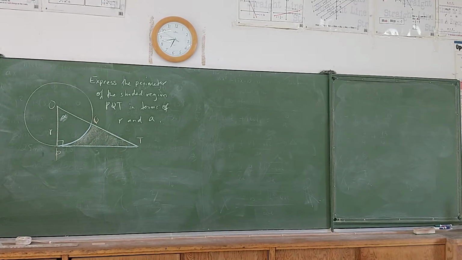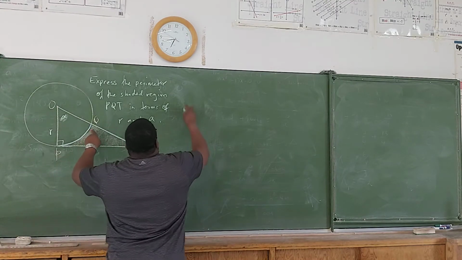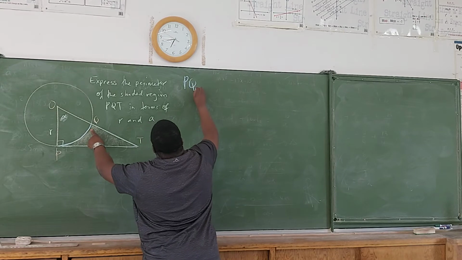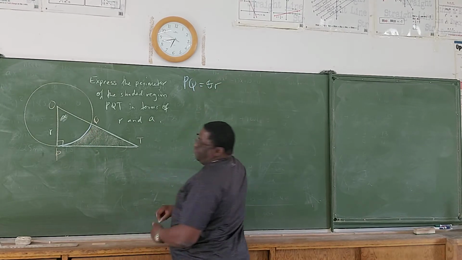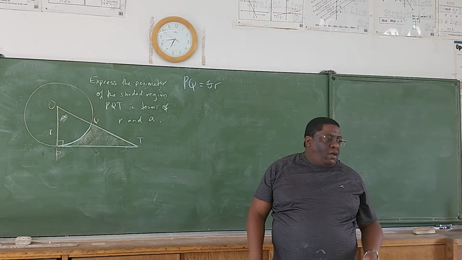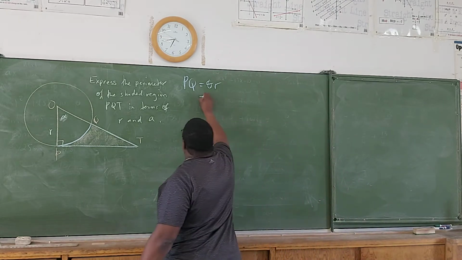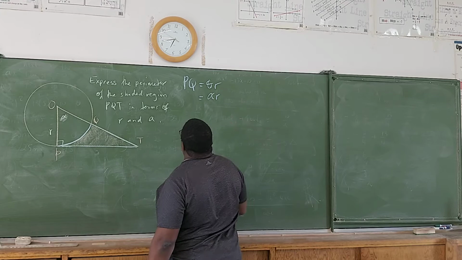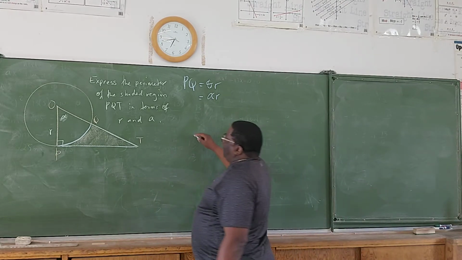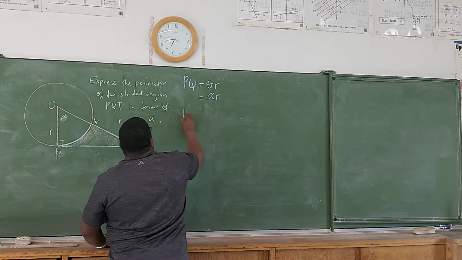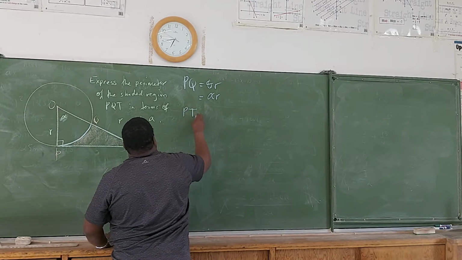Right, let us find the arc first. So I'm going to find PQ. And in order to find PQ, you will have to use this particular formula. Right? But our angle here is alpha. Does that make sense? Right? I am going to find PT.